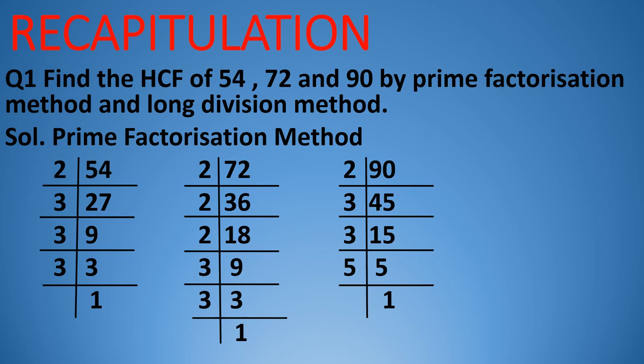Now see prime factorization of 90. Divide 90 by 2, you will get 45. 45 is not divisible by 2, so we will divide it by 3. It is 15. Now 15 divided by 3, 5, and 5 divided by 5 is 1. In this way, we have made prime factorization of 54, 72 and 90.